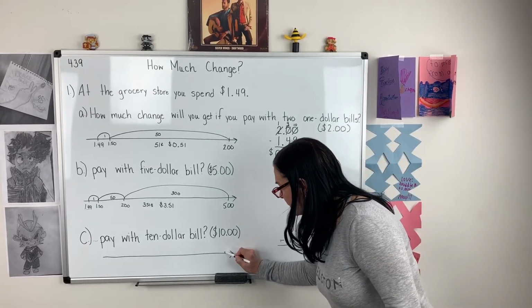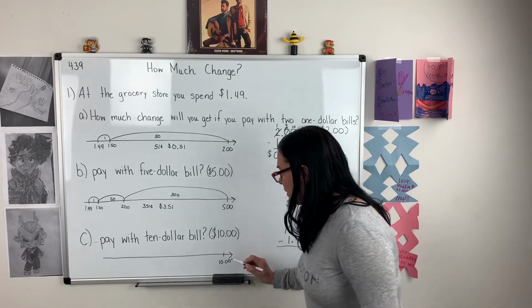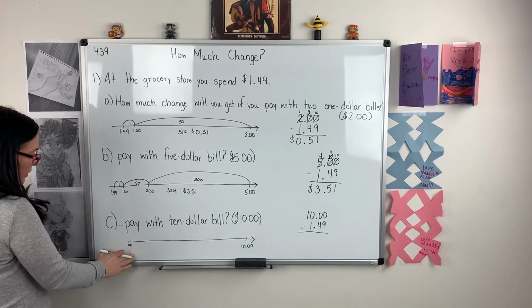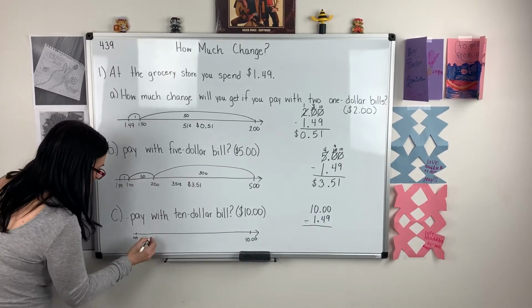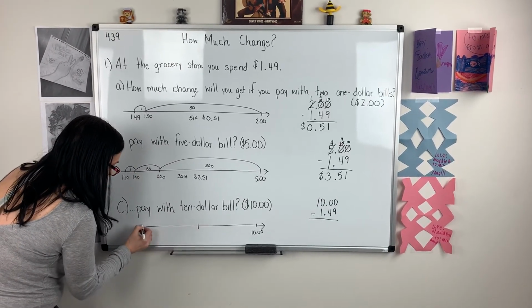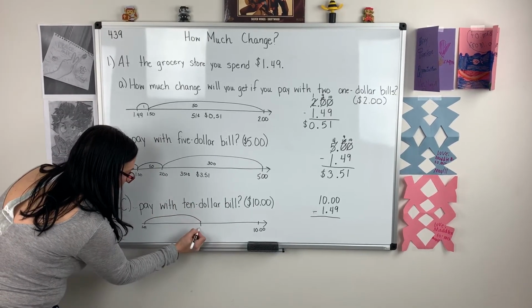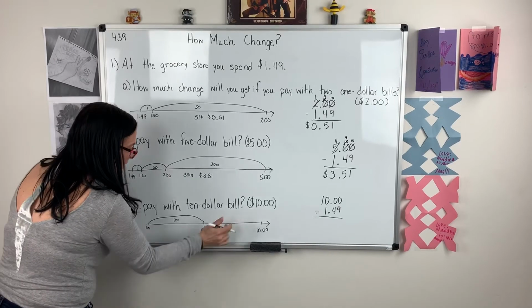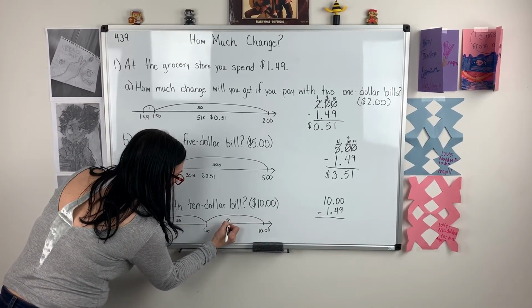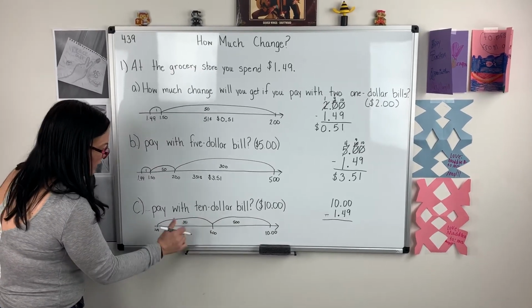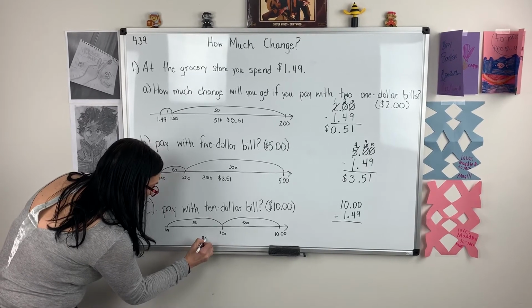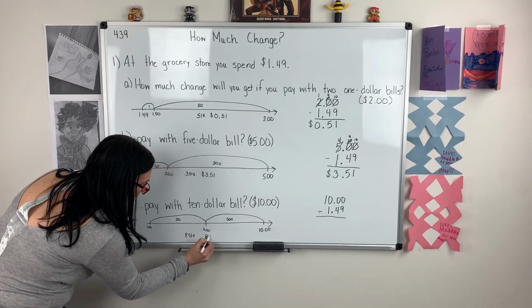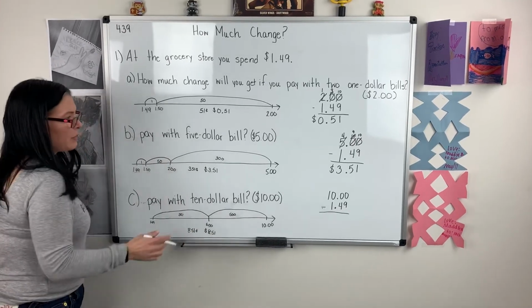But let's check our work first. I'm going to put my $10, my $1.49. We already know how to get to $5 by 351. So I'm just going to add 351 because this is again a related problem, and that's going to get me to my $5. And then to go from 5 to 10, I'm going to add another 500. So 500 plus 351 is 851 cents, or I could say $8.51.